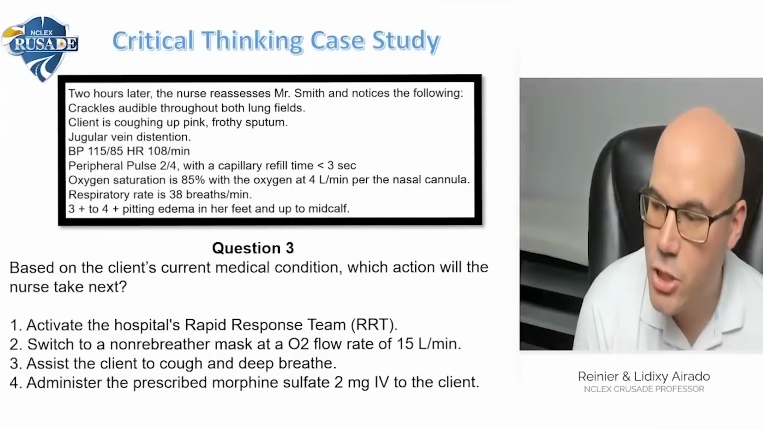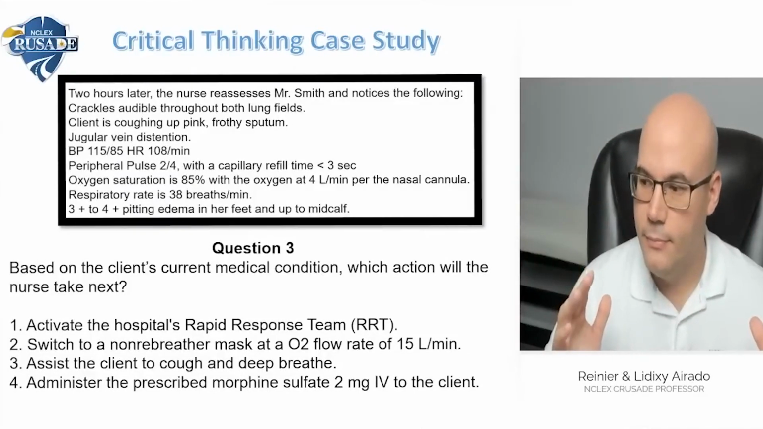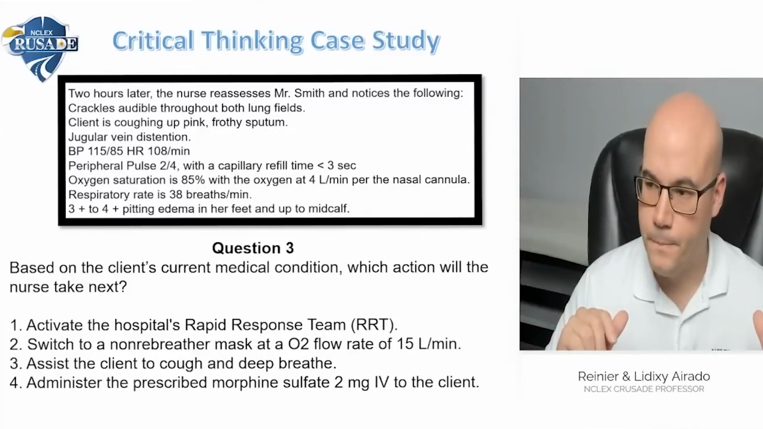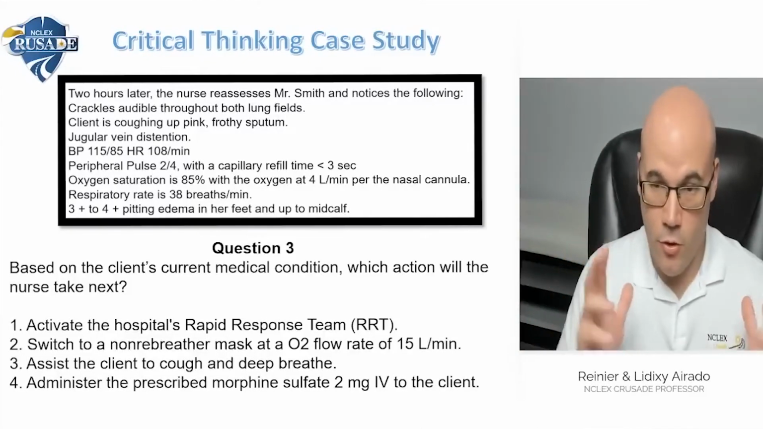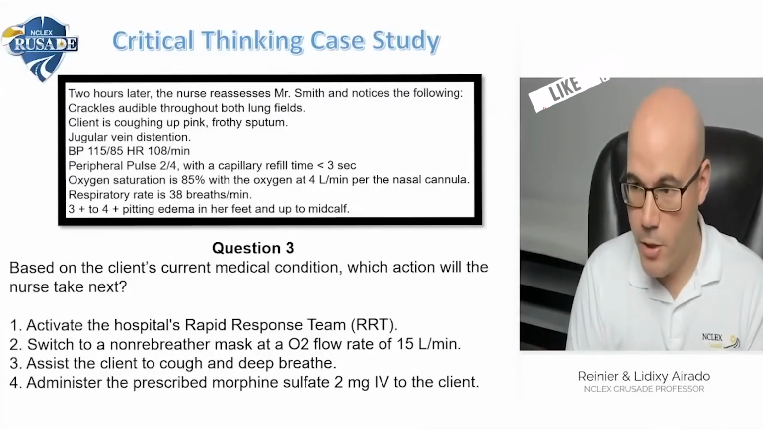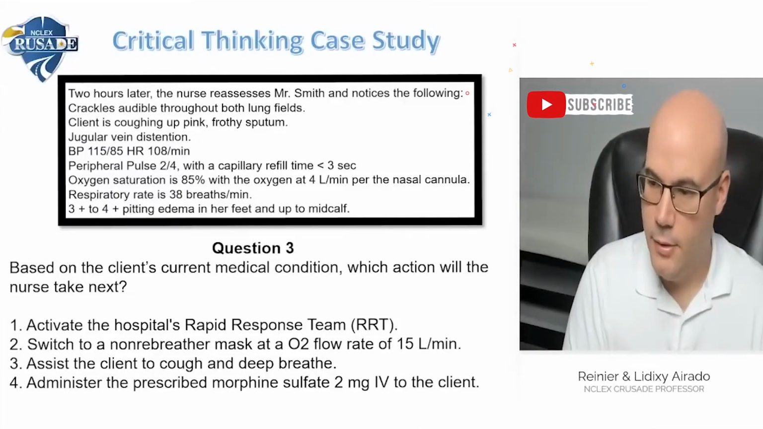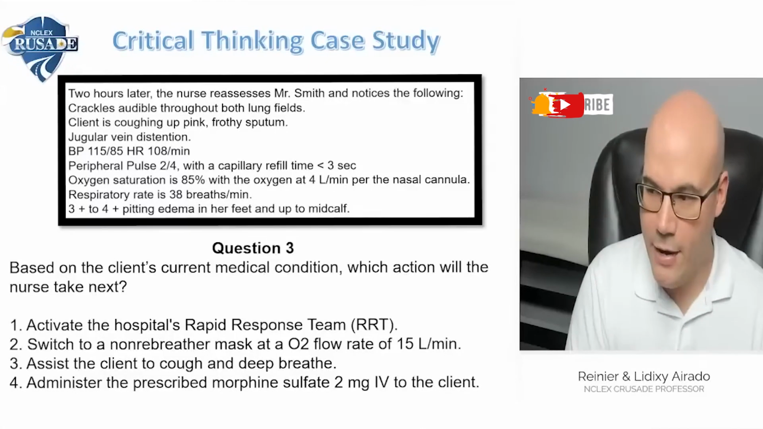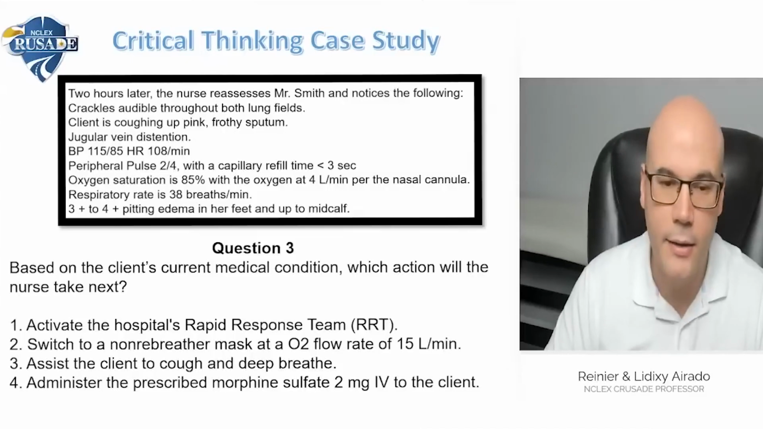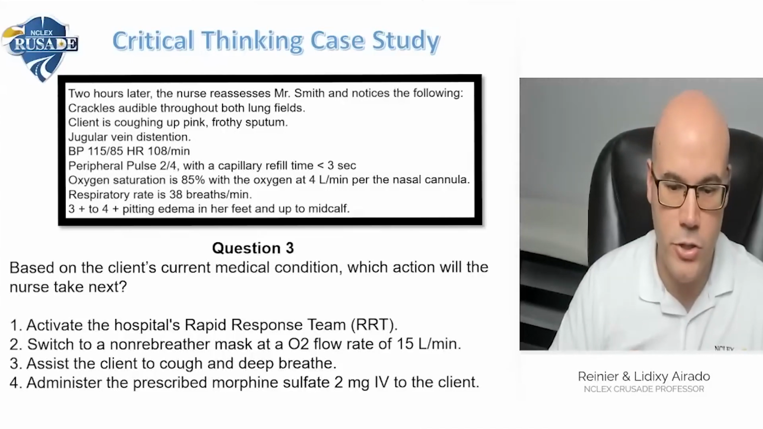Based on the client's current medical condition, we're still in the same phase. What action are you going to take? So you know that 2 hours pass, the patient is coughing up pink frothy sputum, jugular vein distension, we got oxygen saturation of 85 at 4 liters per nasal cannula, respiratory rate at 38. What is your priority action? What is your next action?